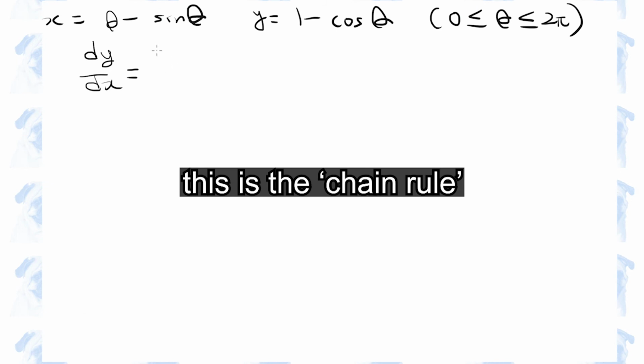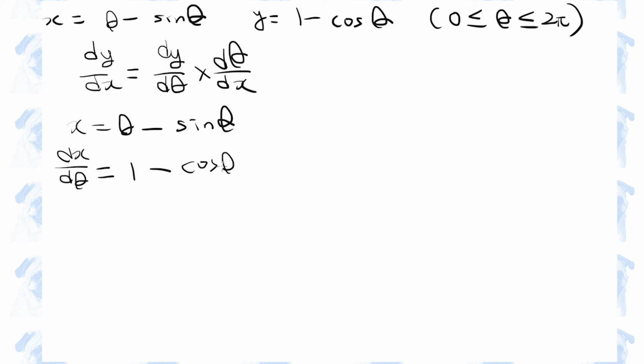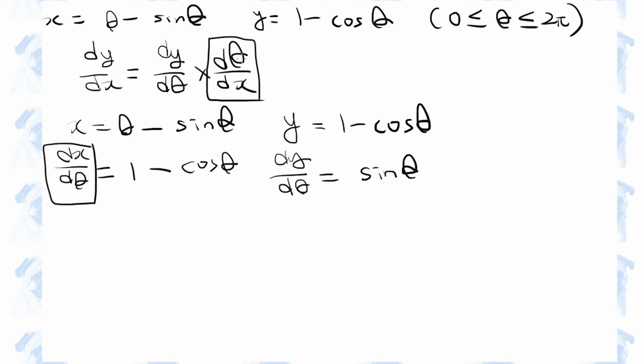Dy dx can be expressed as dy d theta times d theta dx. So let's differentiate x with respect to theta. The derivative of sine theta is cosine theta, and let's differentiate y. The derivative of cosine theta is minus sine theta, but what we want is d theta dx, so we need the reciprocal of dx d theta.